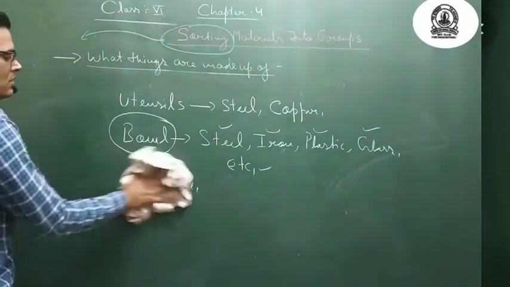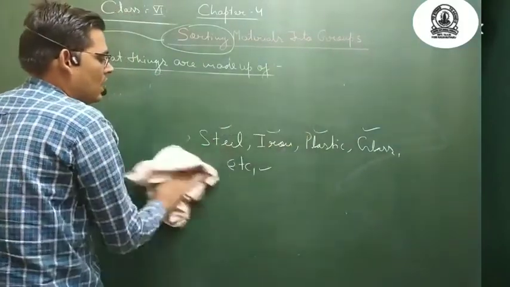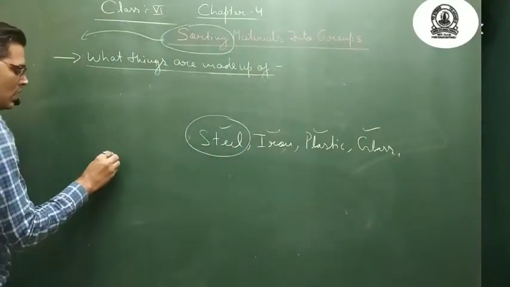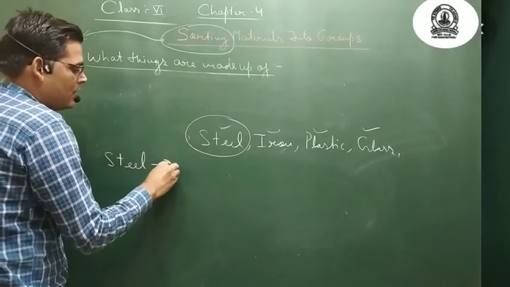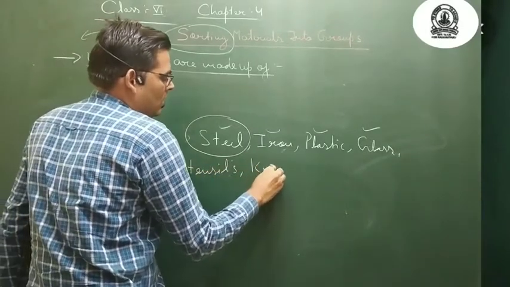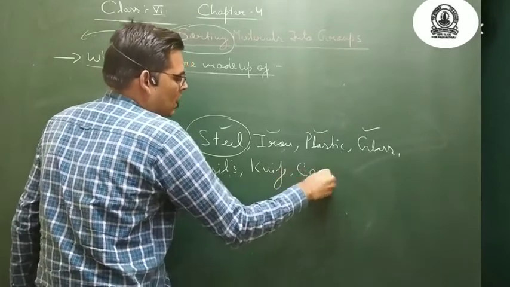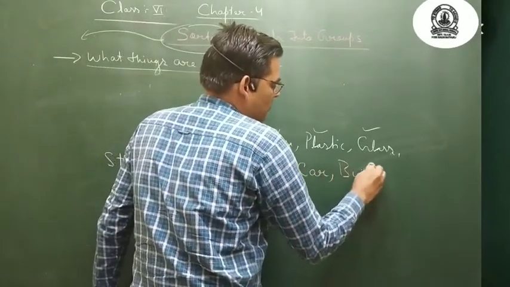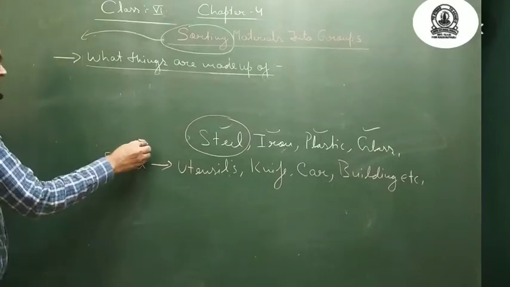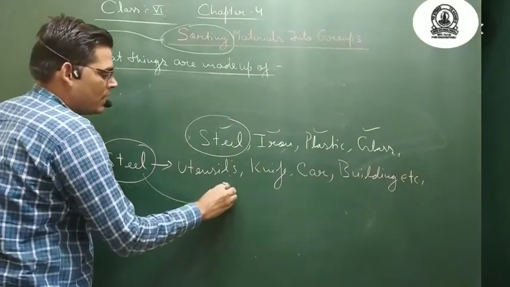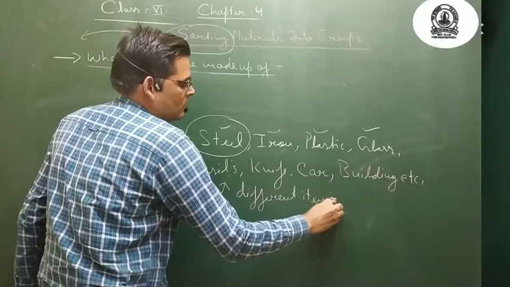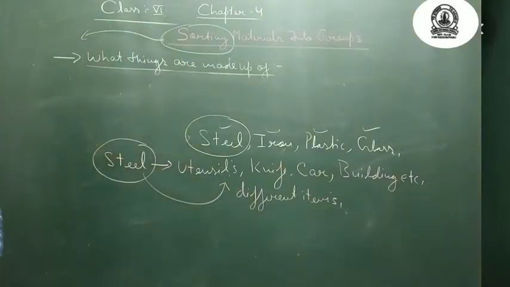Next, we will see that the same material can be used in different things. For example, let us consider steel. Steel can be used to prepare different items. Example: utensils, knife, car, building, etc. In this way, a single material can be used to prepare different items. So this is all about what things are made up of.